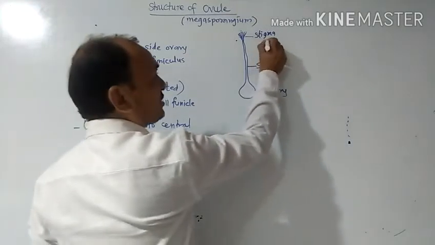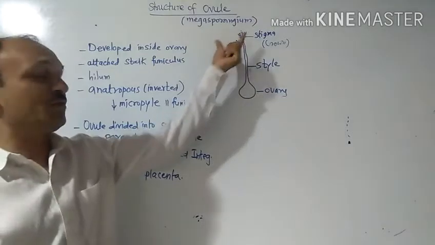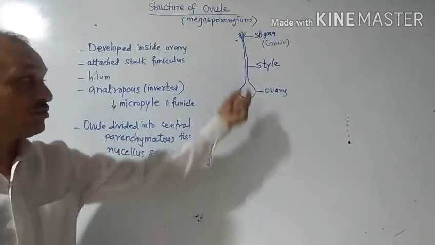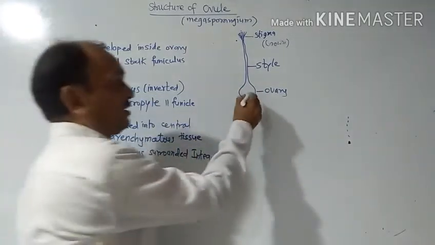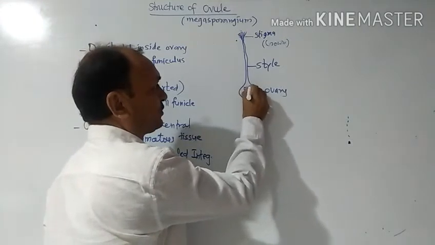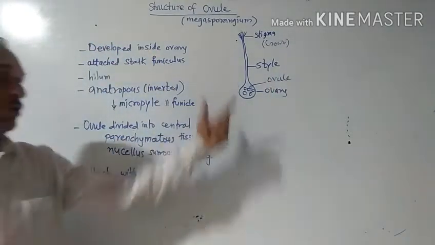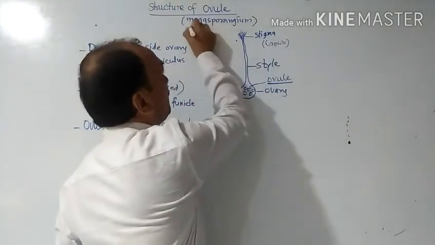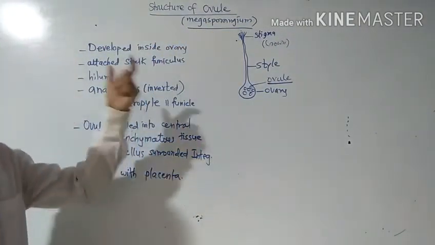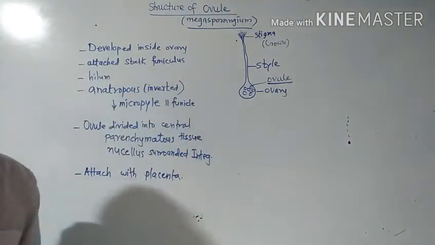So stigma is a crown-like structure. Already you have seen it in the structure of flower. Stigma is the topmost part, a crown-like structure, and then a tube-like structure, the style, and then below the style is the ovary, and ovary produces the ovule. This ovule is also called megasporangium. So today we will see the entire structure of ovule, that is megasporangium.